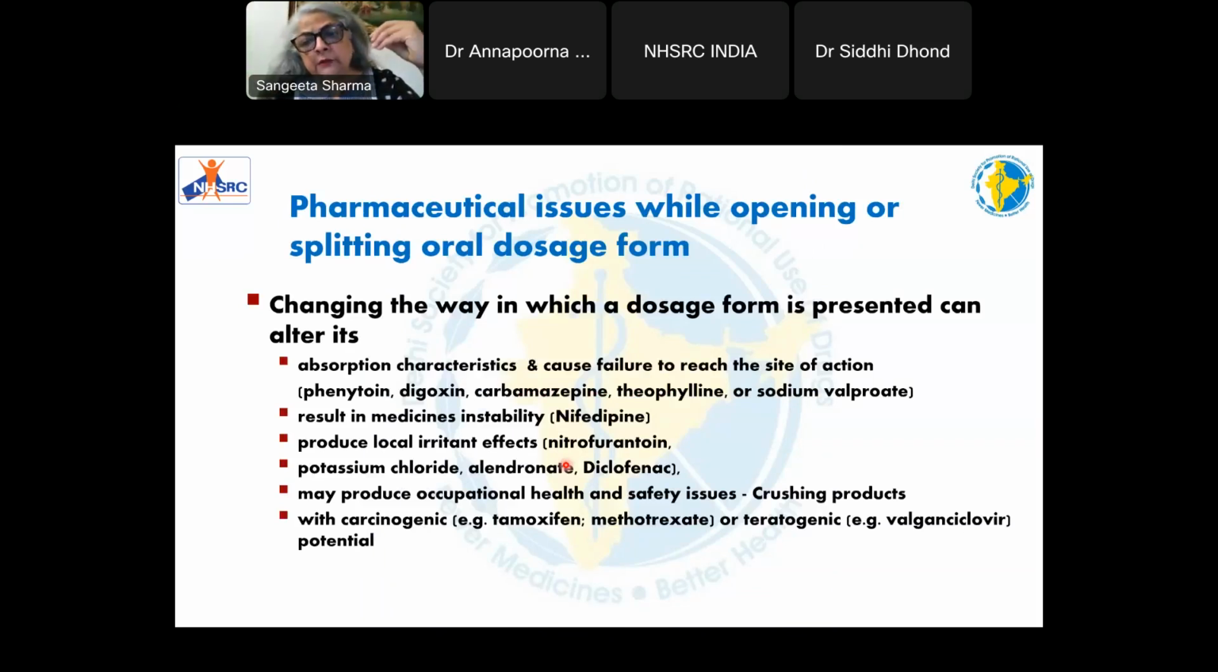Then there may be different kinds of pharmaceutical issues. Sometimes patients split the tablet or open the capsule. It may change the way in which a dosage form is presented. It can alter the absorption, it can result in instability, it can cause locally retained effects. There may be occupational health and safety issues, particularly when you crush products like carcinogenic tamoxifen, methotrexate, or products with teratogenic effect, like valganciclovir. So please do not alter the pharmaceutical dosage form.